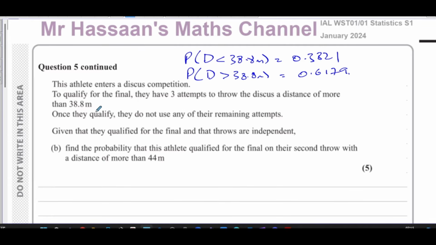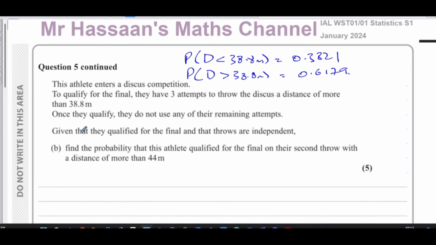They've qualified. They don't do a third throw. If they fail on the first and second throws, getting less than 38.8 meters, they have a third throw. If they fail again, they won't qualify. If they get the throw on the third throw, they've qualified. And of course, there won't be any more throws because there's only 3 throws. So once they qualify, they do not use any of the remaining attempts.